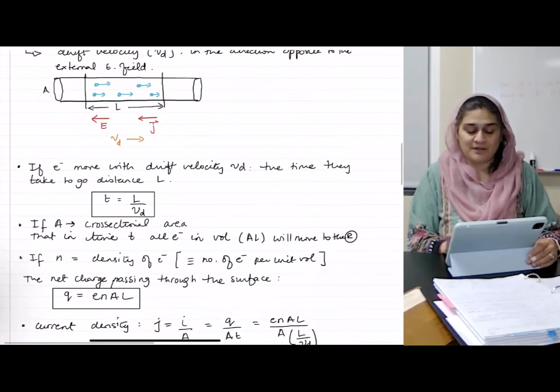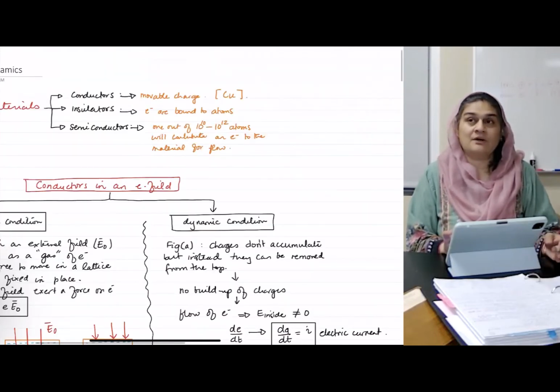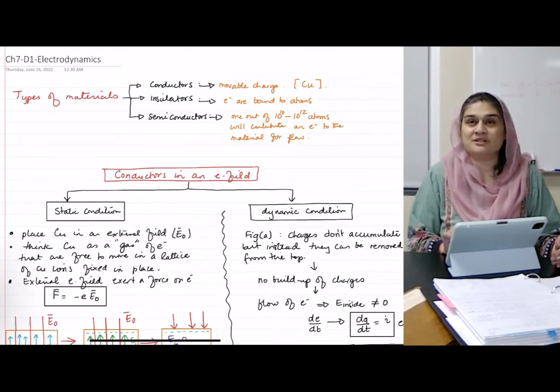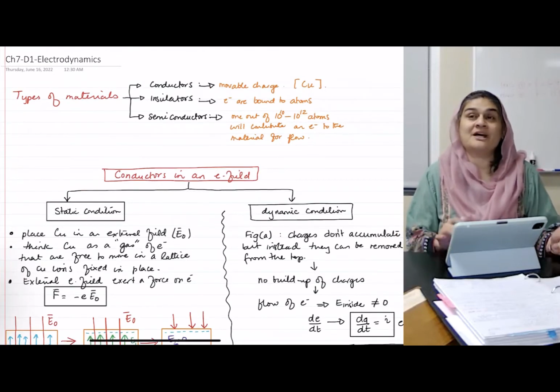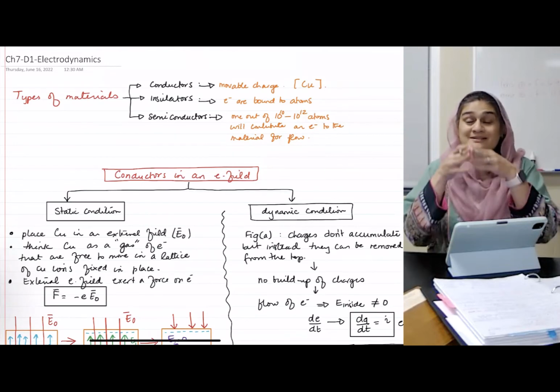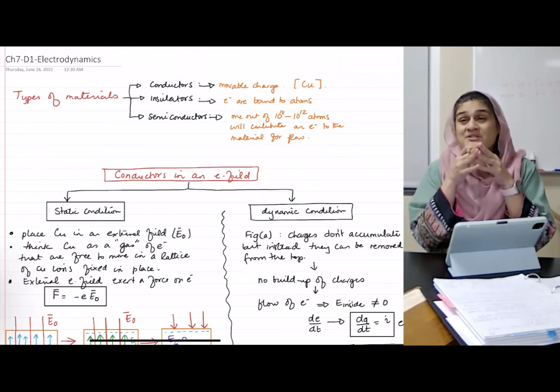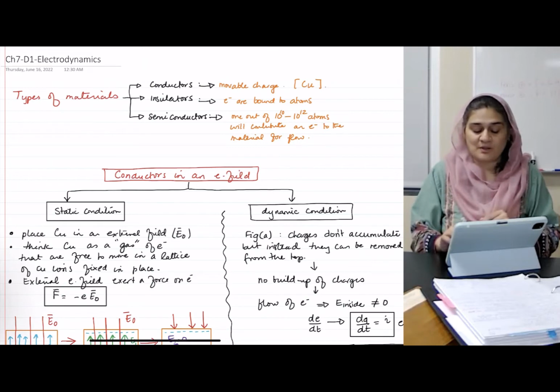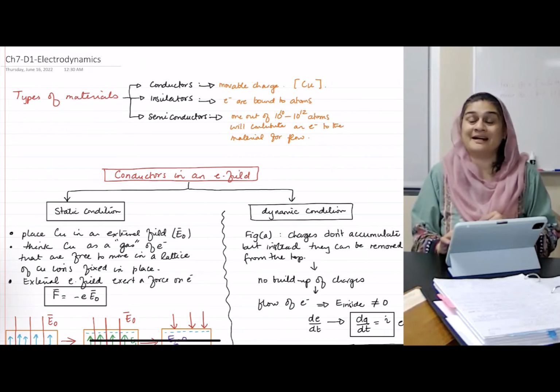Let's start at the beginning. I want to review it very quickly. So we started talking about the types of material, and then we said we will focus on conductors and what happens to conductors when you place them in E fields. And we said there will be two kinds of conditions. One will be static and the other one will be dynamic.